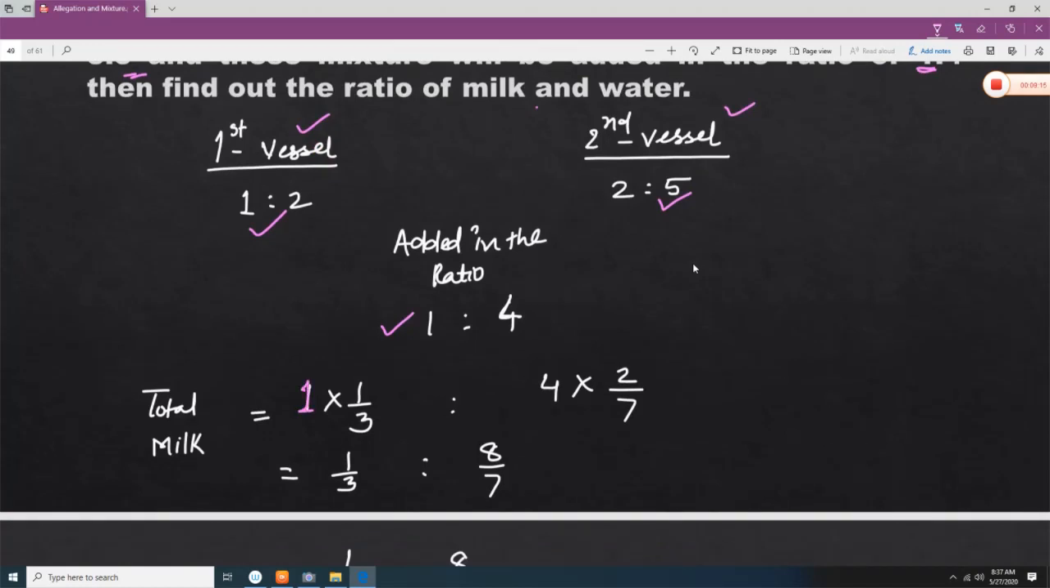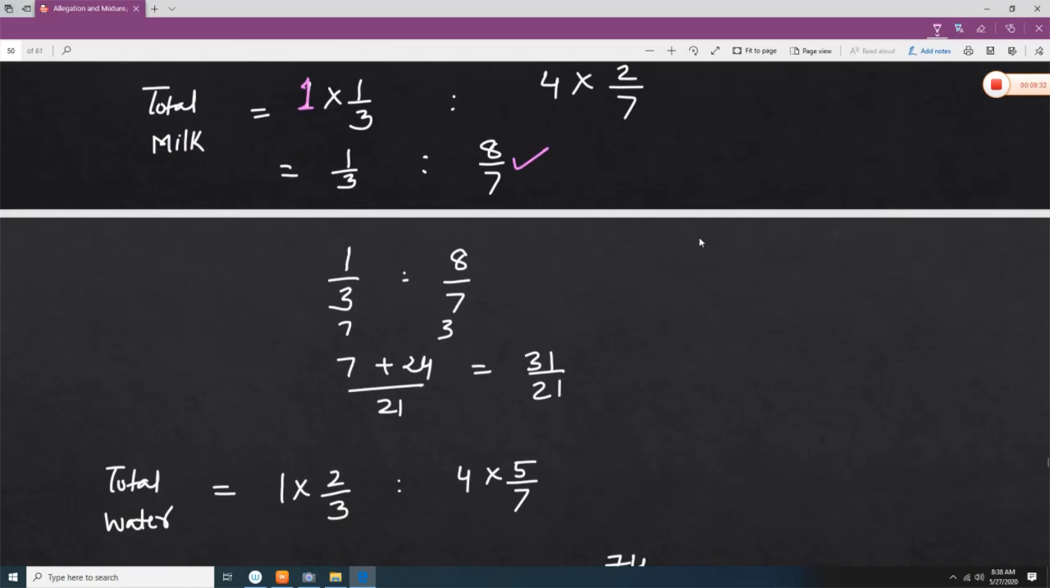1 into 1/3, this is the first vessel and this is the ratio. 1 into 1/3 is 1/3, and this is 4. So 4 into 2/7, that is 8/7. So 1/3 and 8/7, when we put an LCM and then simplify, it is 31 over 21. So this is the milk.